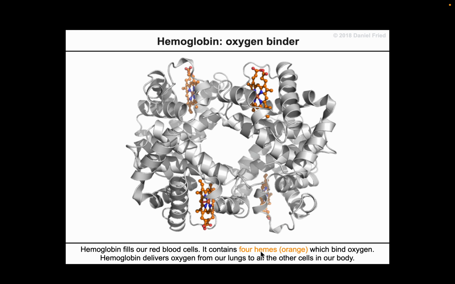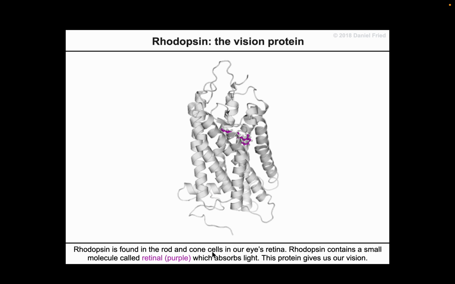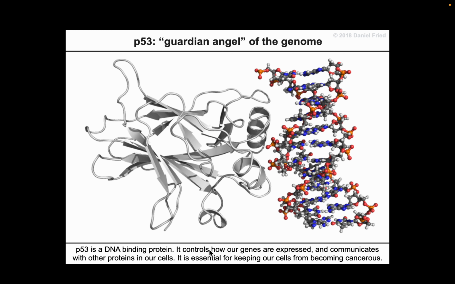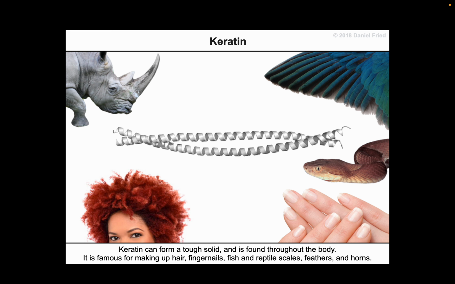Hemoglobin is in a red blood cell. It contains 4 hemes, orange, which bind oxygen. Hemoglobin delivers oxygen from our lungs to all the other cells in our body. Rhodopsin is found in rod and cone cells in the eye's retina. Rhodopsin contains a small molecule called retinal, in purple, which absorbs light. The protein gives us our vision. P53, guardian angel of the genome, very famous oncoprotein. We'll talk about this in the final assignments.